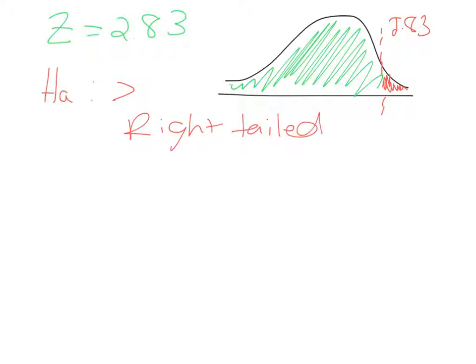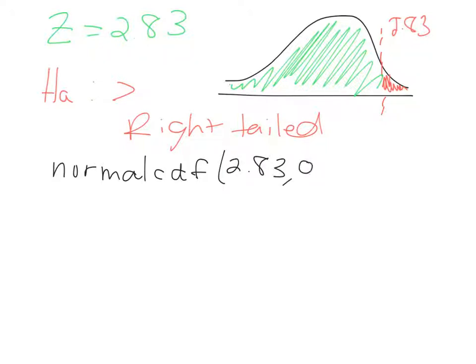So what we're going to do is use our normal CDF function. On my calculator here, I'm thinking about using the normal CDF, or you could use a standard z-table as well. I'm using the calculator because it's a little bit faster for me. So normal CDF, we are going to start counting our area at 2.83, and we're going to go all the way to the right, which is infinity, and remember infinity can be replaced with 1 times 10 to the 99th if your calculator does not accept infinity.